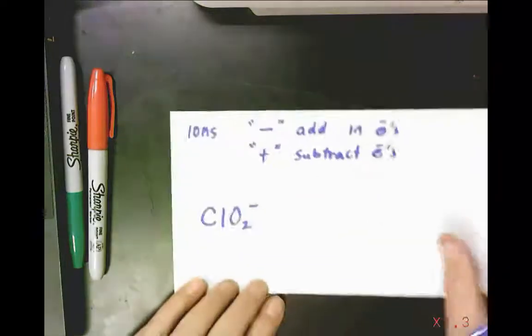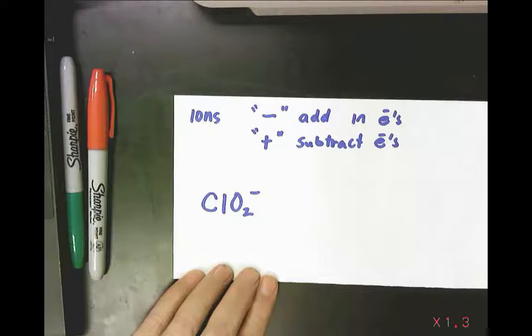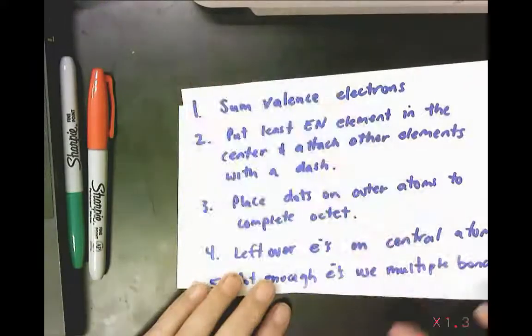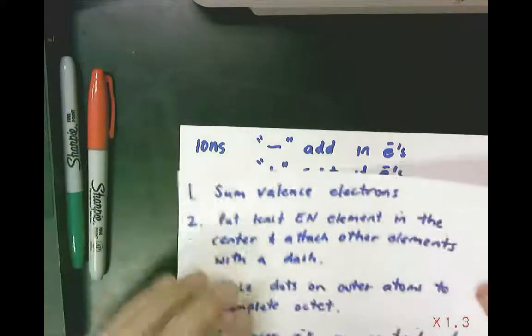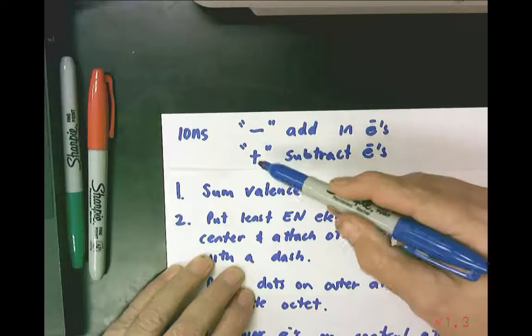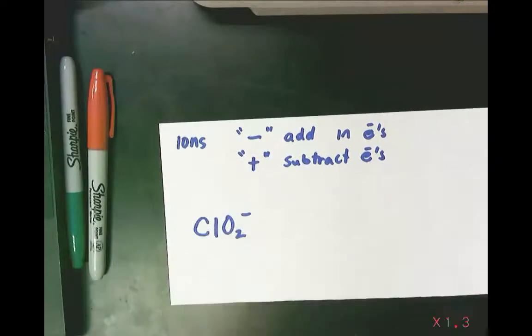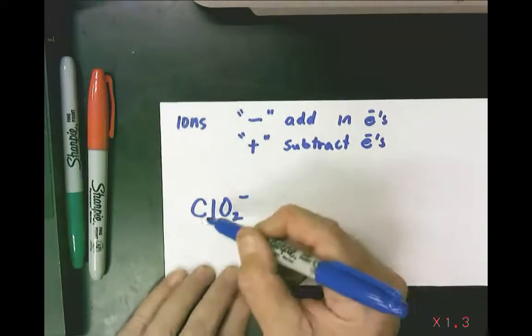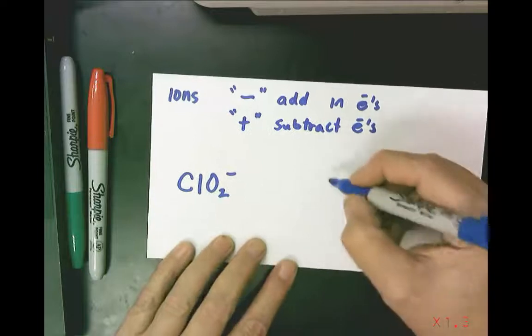All right, now I think we should do an ion as well. Okay, so if you have an ion, you follow your same rules. You continue with these rules, but when you sum the valence electrons, you have to add electrons in if it's a negative ion, and you have to remove electrons if it's a positive ion. Okay, so we're going to try this ion. This is the chlorite ion.